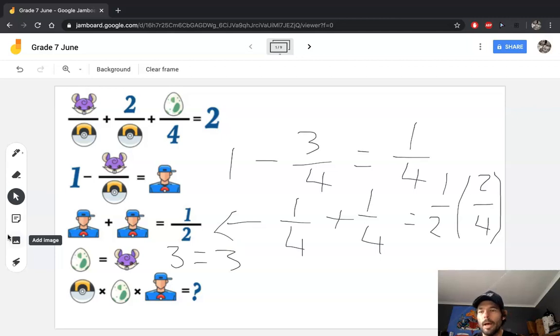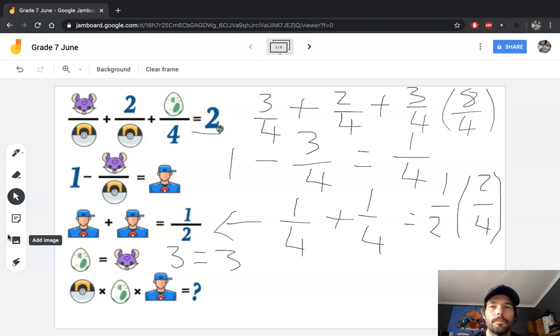So then if I go to the top line, I already know that 3 quarters plus 2 quarters, because the denominators are the same in the picture, plus 3 quarters is going to be equal to 2. Okay, so 3 quarters plus 2 quarters is equal to 5/4, so 5 quarters. Plus another 3 quarters is equal to 8/4, so 8 quarters. But we know that 8/4 is the same as 8 divided by 4, and we know that that is equal to 2.